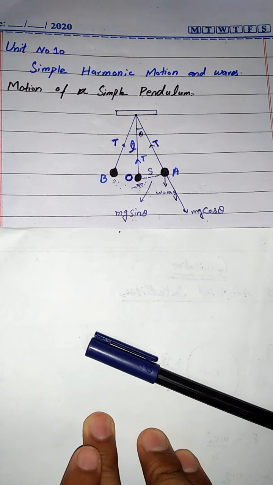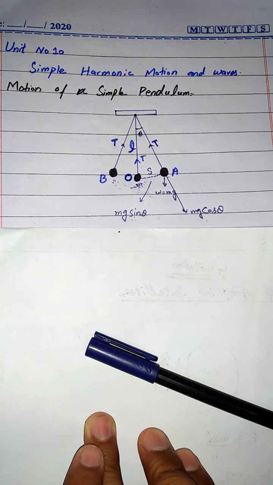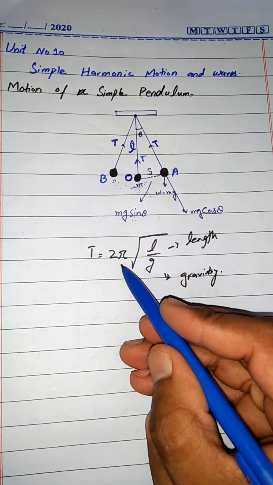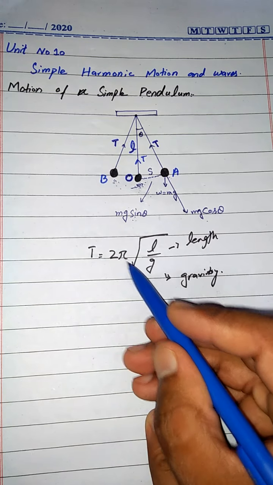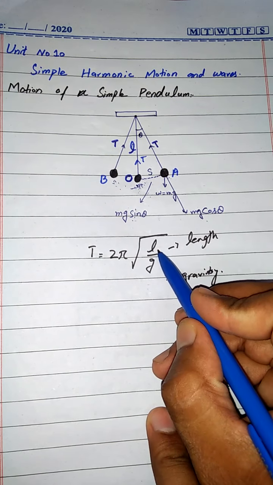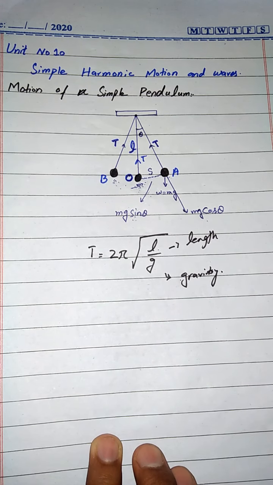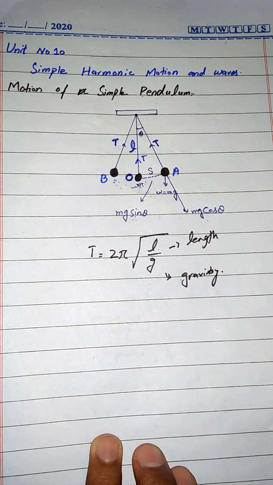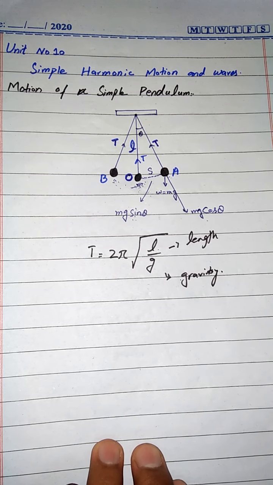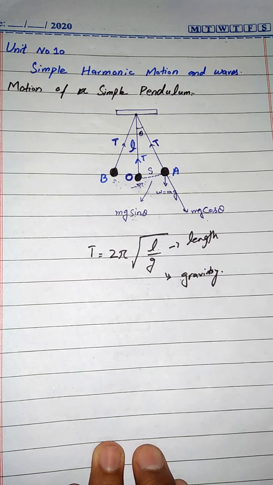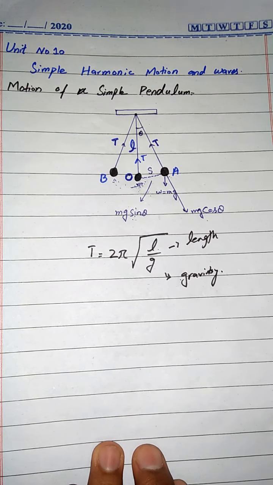So, from the motion of a simple pendulum, there is a formula that we can use to find the time period of a pendulum. Here is the formula of the time period: T equals 2 pi square root of L over g. Here L is the length of the pendulum and g is the gravity acting on the bob. Again I am repeating the definition: when an object oscillates about a fixed position, the mean position, such that its acceleration is directly proportional to the displacement from the mean position and is always directed toward the mean position, its motion is called simple harmonic motion.